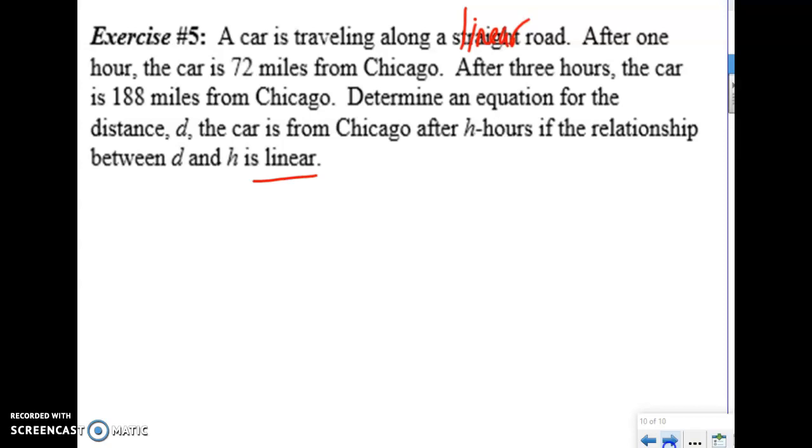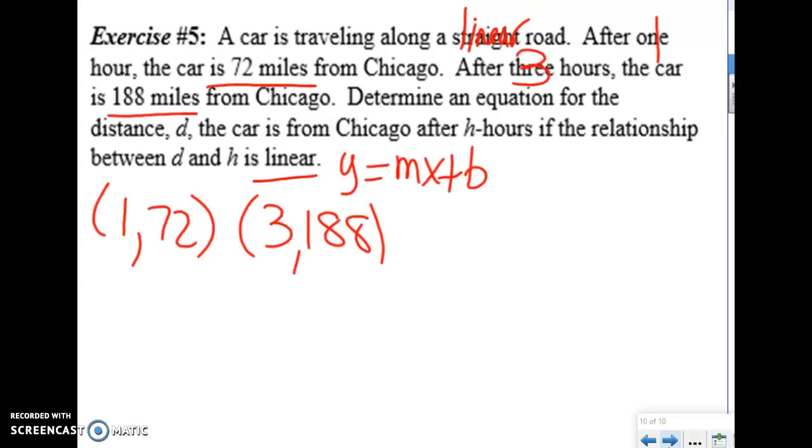Ding, ding, ding. What are they telling us? When we read this question, you want to make sure you're getting all of the clues. And one of the clues in this is how far they are at a specific time. So after 1 hour, 72 miles, and after 3 hours, 188. So how are we going to use this information?